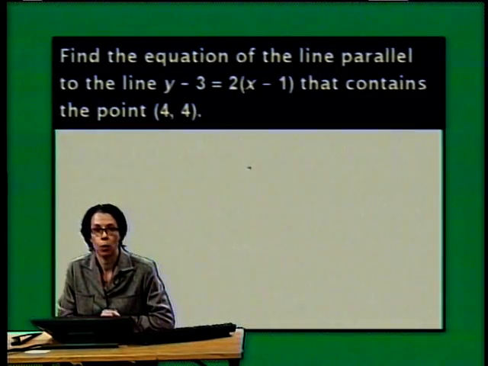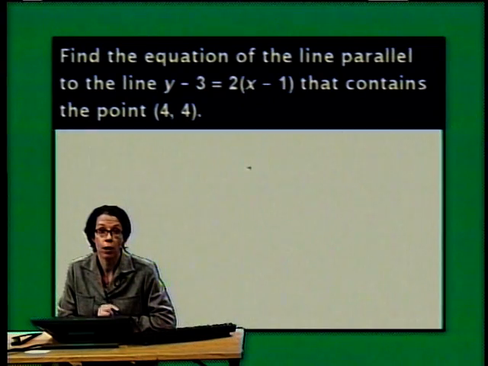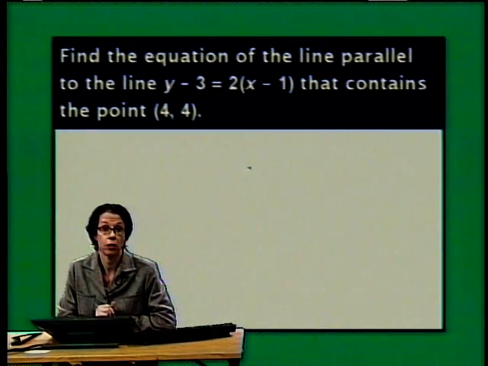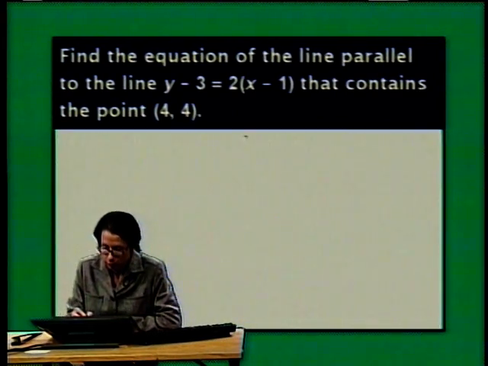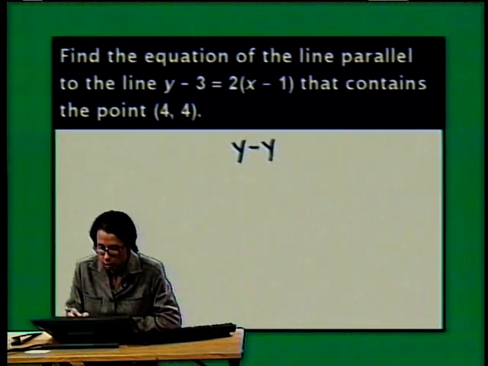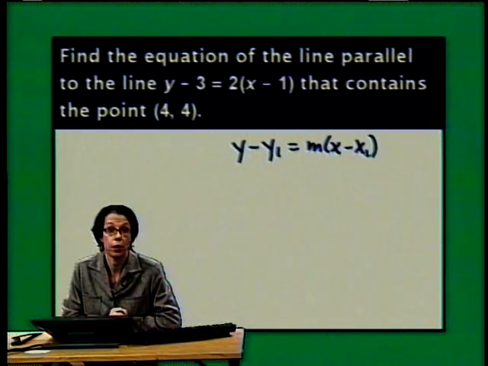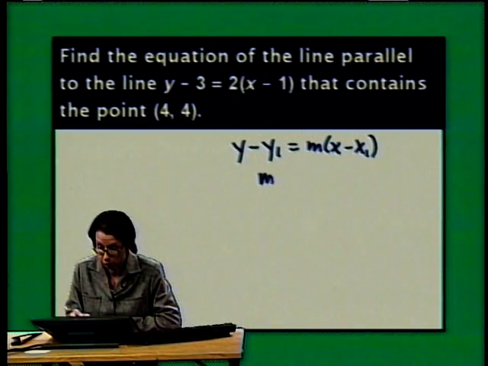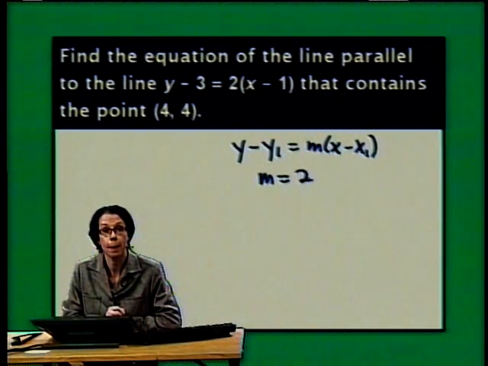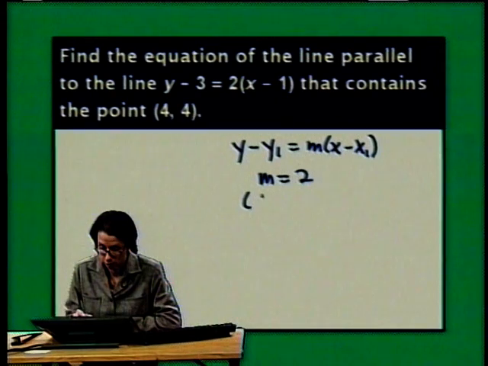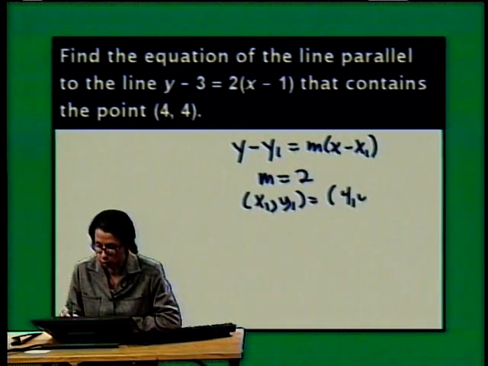Now here we're given an equation in point-slope form. We want to find the equation of a line parallel to the given line that contains the point 4, 4. Well, here in point-slope form, we just have to fill the missing constants into our equation in point-slope form. Well, the parallel line is going to have the same slope as the given line. So I know the slope's going to be 2. I'm given a point on the line. So I know that x sub 1, y sub 1 equals 4, 4.